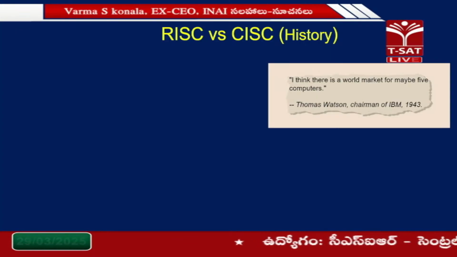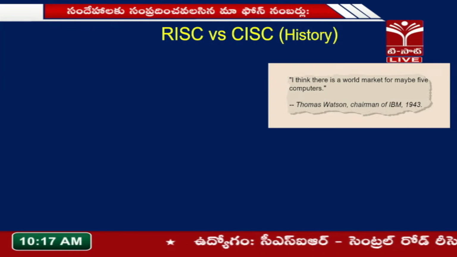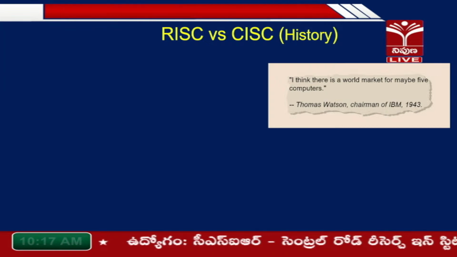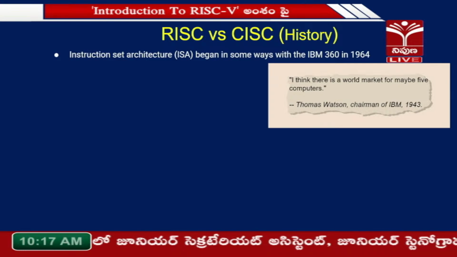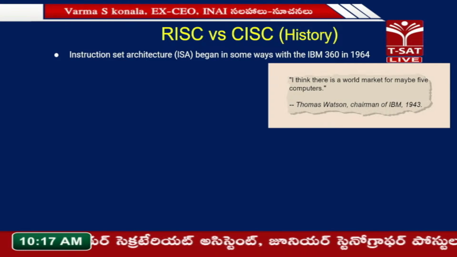When IBM started in the 1950s, they had a lot of other businesses. This was just a small business for them. As you can see from the quote on the foil, the then chairman of IBM was estimating a market for around 5 computers. We've come a long way since then. Computers were very primitive back then, and the instruction set, as in having this set of commands, sort of began in the 1960s.